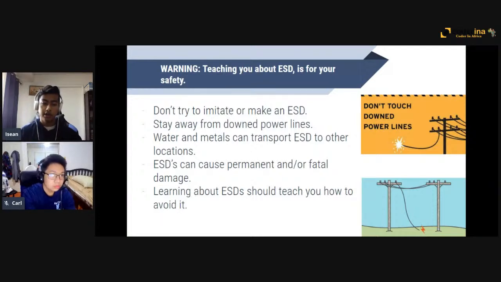Know that water and metals can transport ESDs to other locations. So always be aware of your surroundings and environment when there's a possible downed power line. And ESDs can cause permanent or fatal damage. Remember, do not mess around with electricity. And learning about ESDs should teach you how to avoid them. So remember, do not make them and stay away from ESDs.